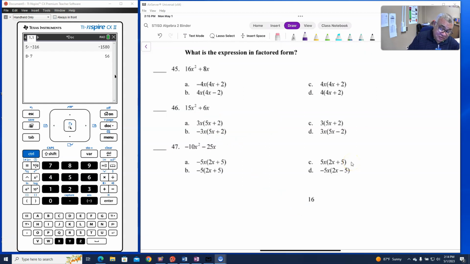46, we want to find the greatest common factor between the two. So the greatest common factor is x. It's actually 3x. So we're left with 5x plus 2. And how do you check? You just got to multiply. 3x times 5x, 15x squared. 3x times 2 gives you 6x. So your answer is A.